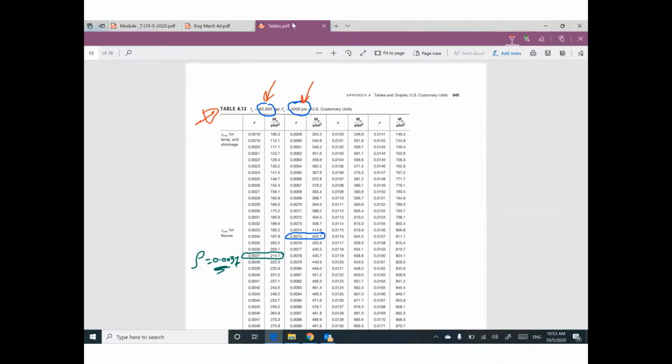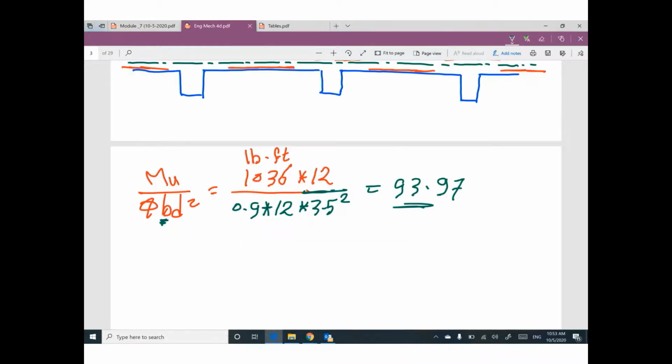Okay, so it looks very, very small. So I'm going to assume we are here, so your rho will be 0.0018. We don't have any values smaller than 106, and your value is 93. So I'm going to use this one, 0.0018. So your rho equals 0.0018.